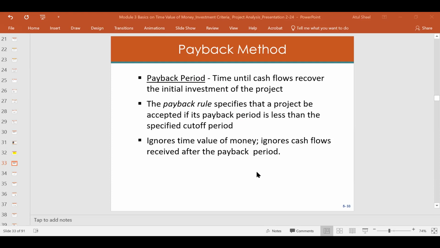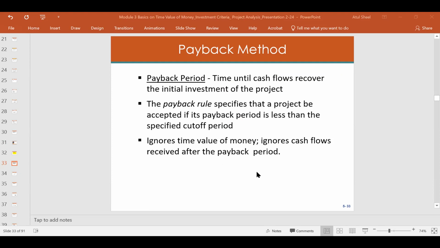Typically, the payback criterion specifies that a project should be accepted if the payback period is less than a specified cutoff period. For every kind of project, depending upon the risk, the industry, and the nature of the project, there is always an arbitrarily set cutoff time period. If you invest in real estate, you should be able to recover it in so many years. You might have heard this, and people strongly believe in it. And if you invest in an IT project, you should be able to recover it in so many years. So it depends upon the risk of the project.